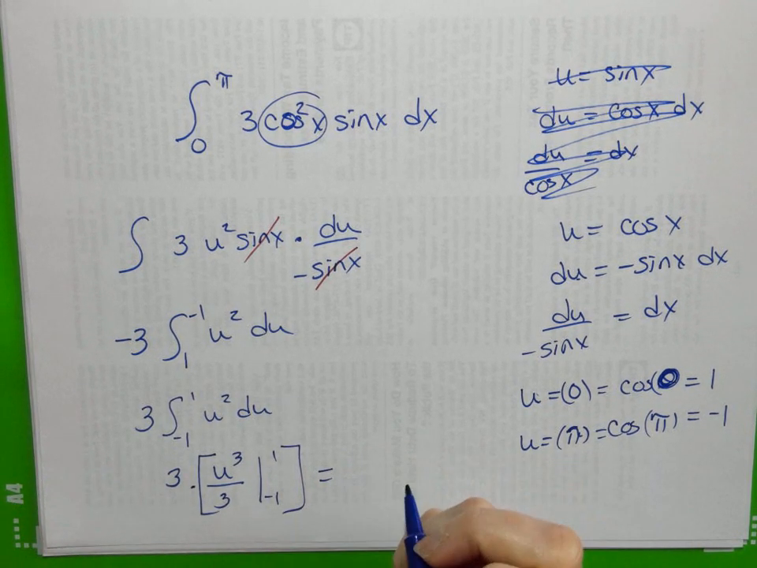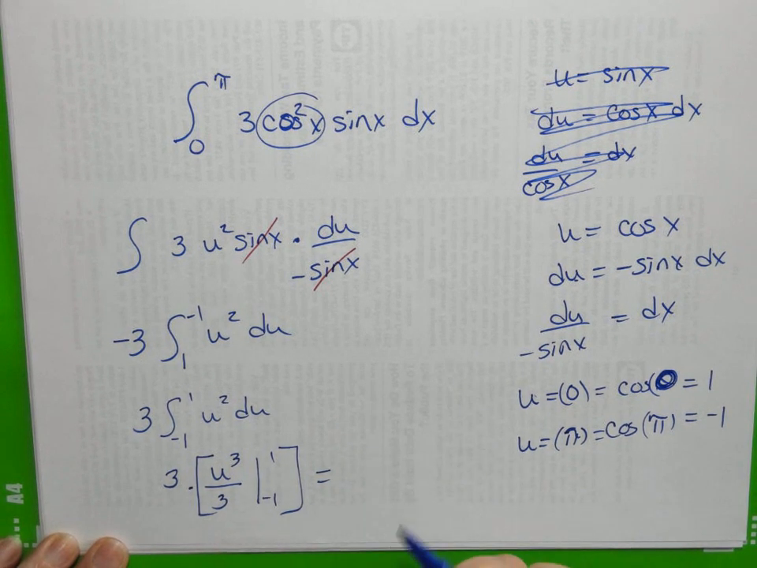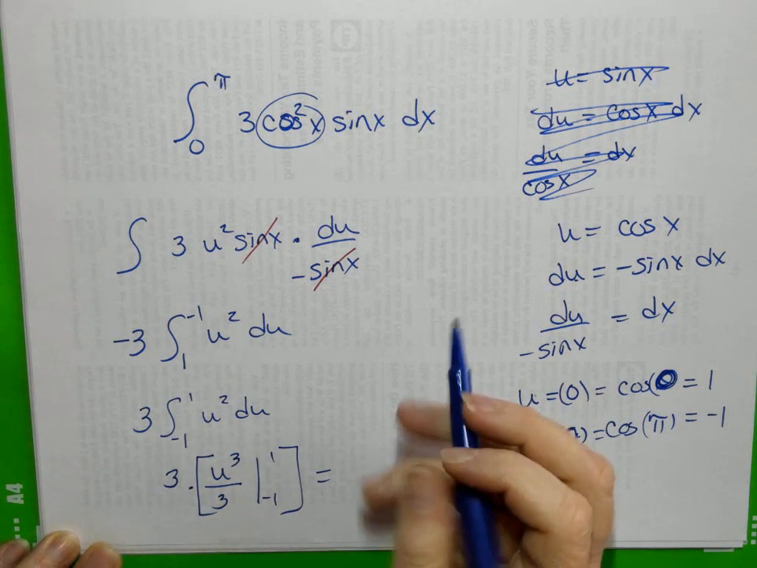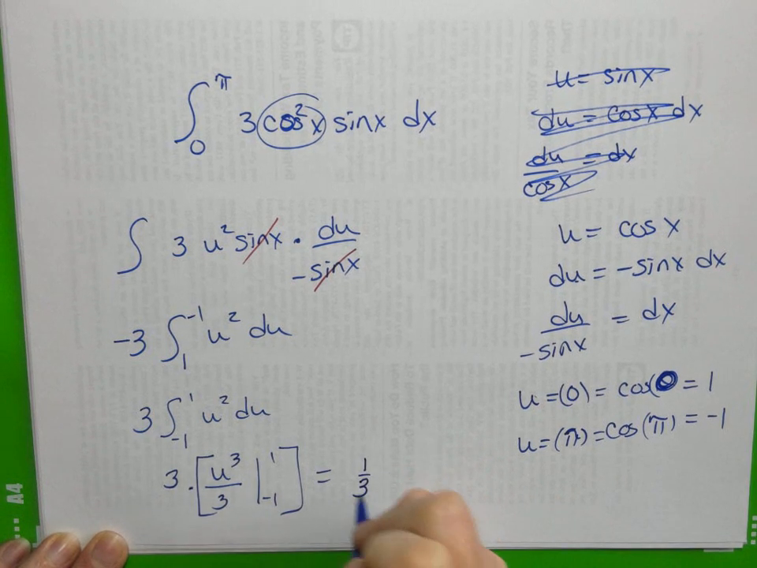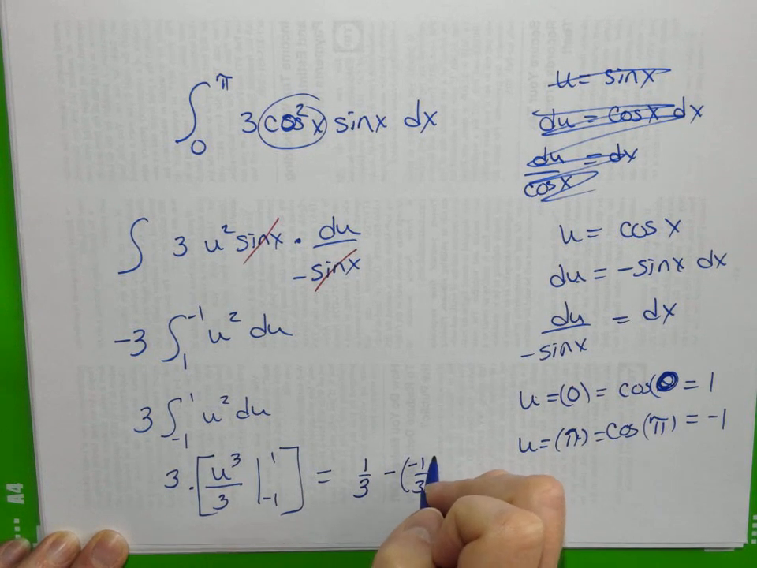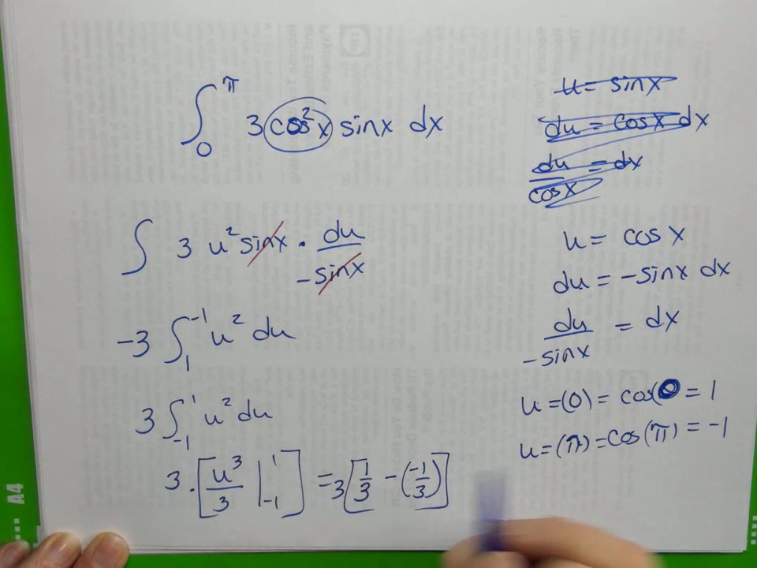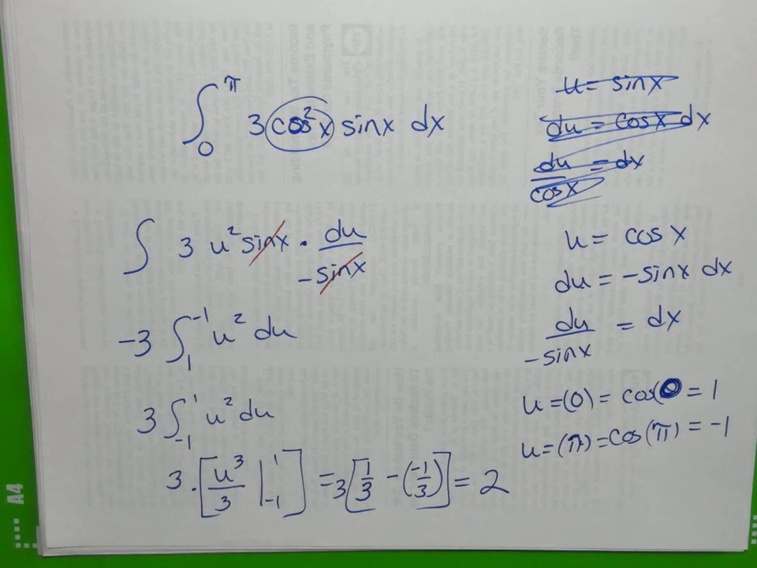All right, I'm doing okay here. Let's see. I have 1 cubed, which is 1, so I have 1/3. And then I have -1, so minus -1/3. And I have to multiply this by 3. So that's 1/3 plus 1/3 is 2/3 times 3 leaves me 2. What? Is that possible? Of course it is.